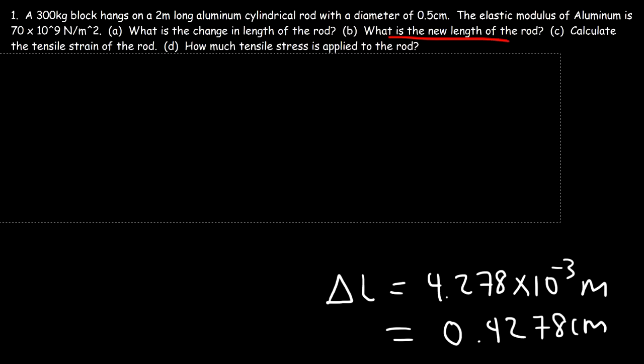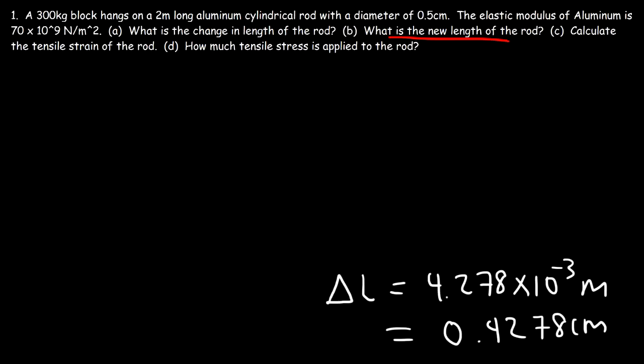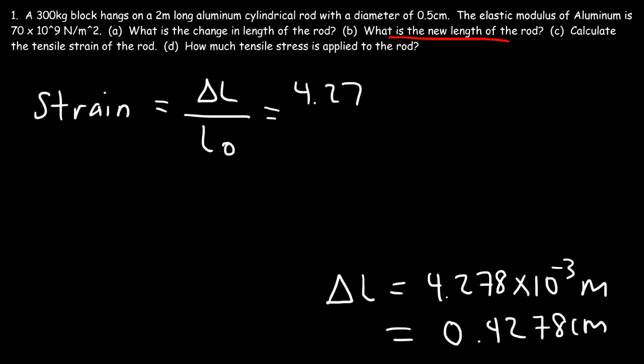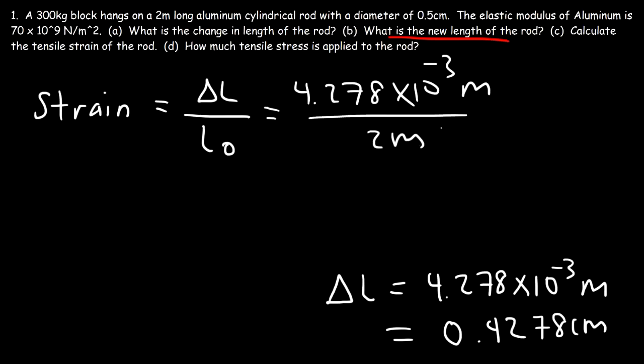Now what about part C? Calculate the tensile strain of the rod. The tensile strain is equal to delta L divided by the original length. So that's 4.278 times 10 to the minus 3 meters divided by 2 meters. So that's 2.139 times 10 to the minus 3. So that's the fractional change in length.